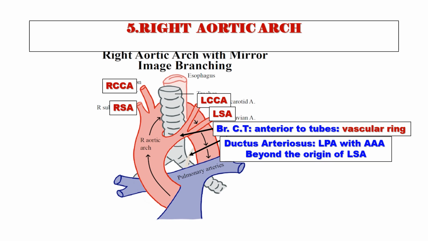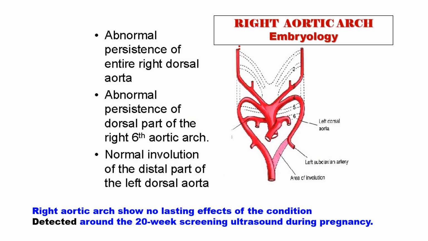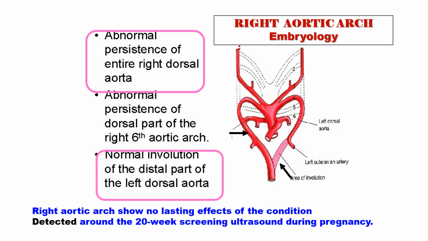Ductus arteriosus connects the left pulmonary artery with the arch of aorta beyond the origin of left subclavian artery. Coming to the embryology of right aortic arch: arteries are persistent, abnormal persistence of right dorsal aorta, normal involution of distal part of left dorsal aorta, and persistence of the dorsal part of sixth aortic arch.